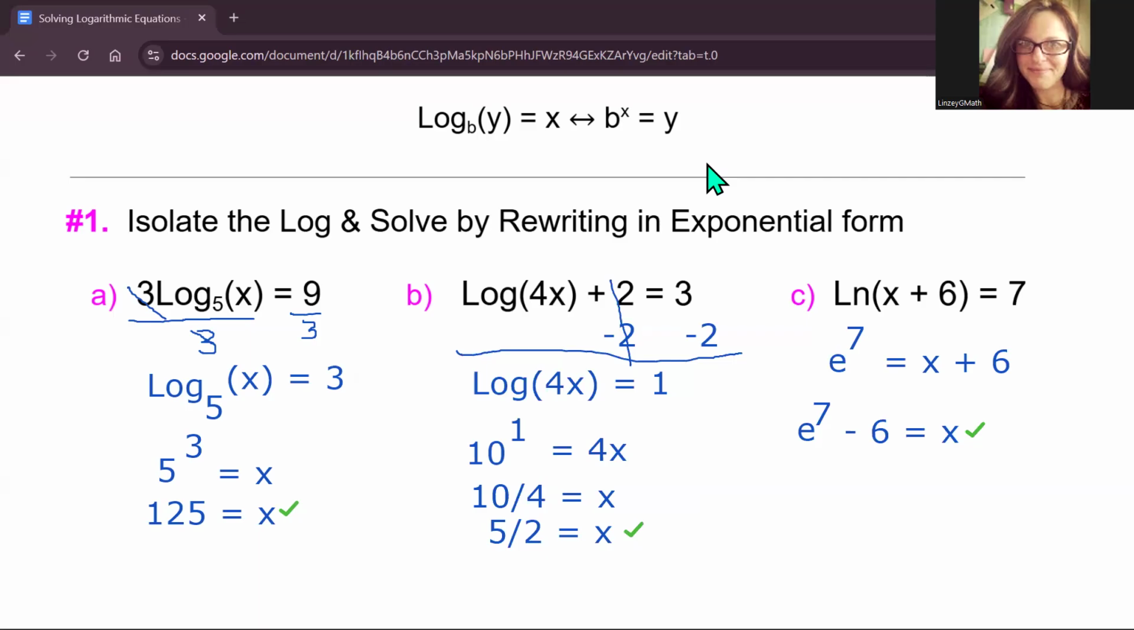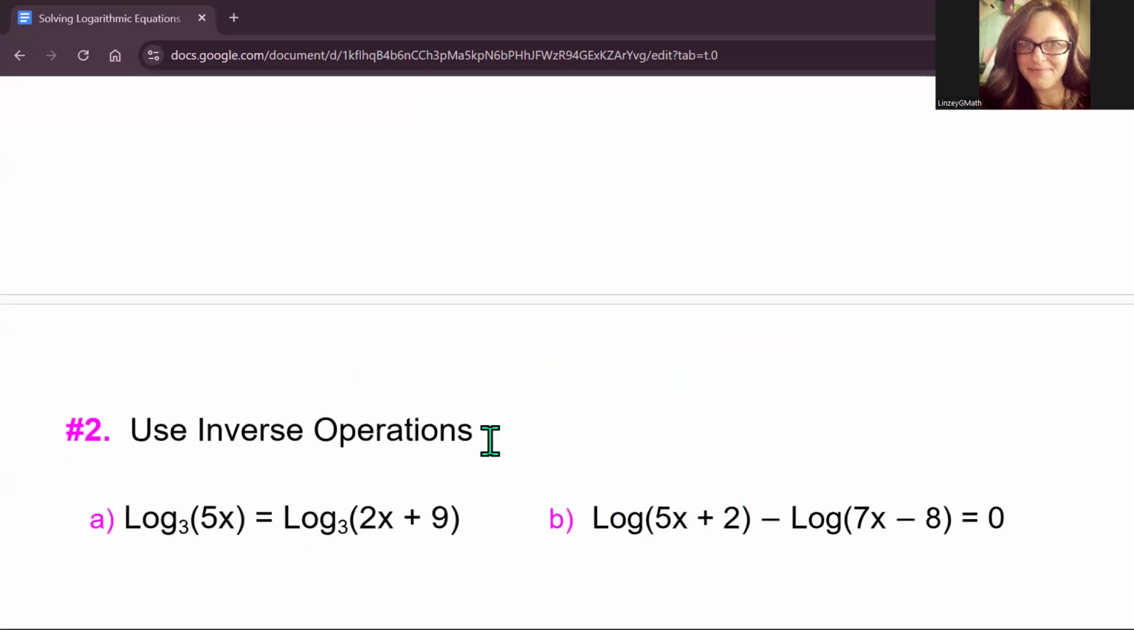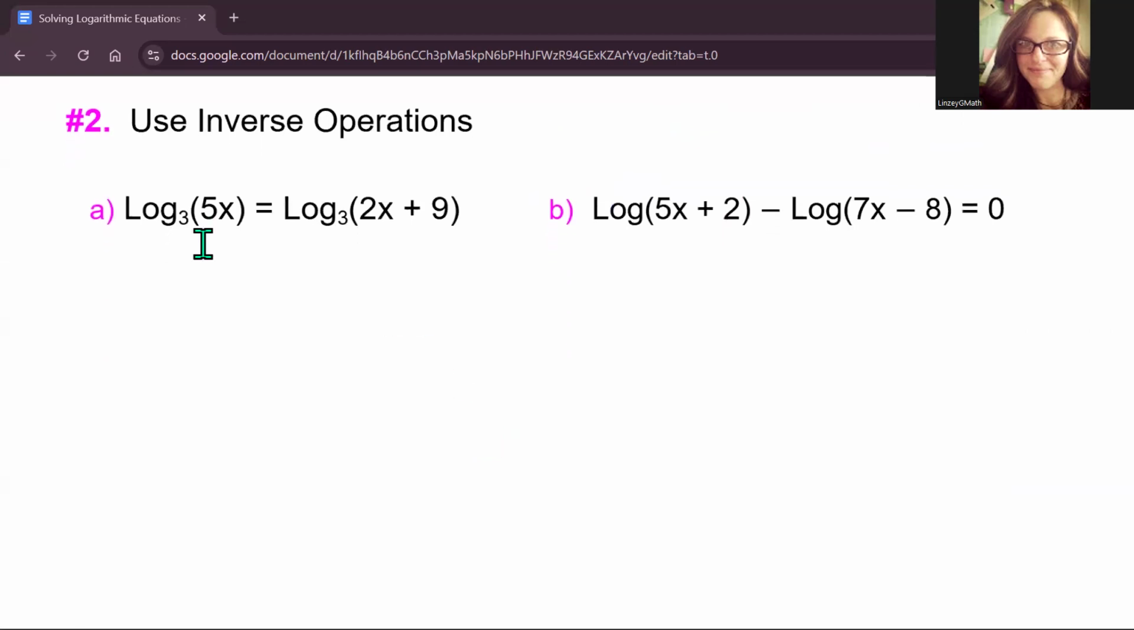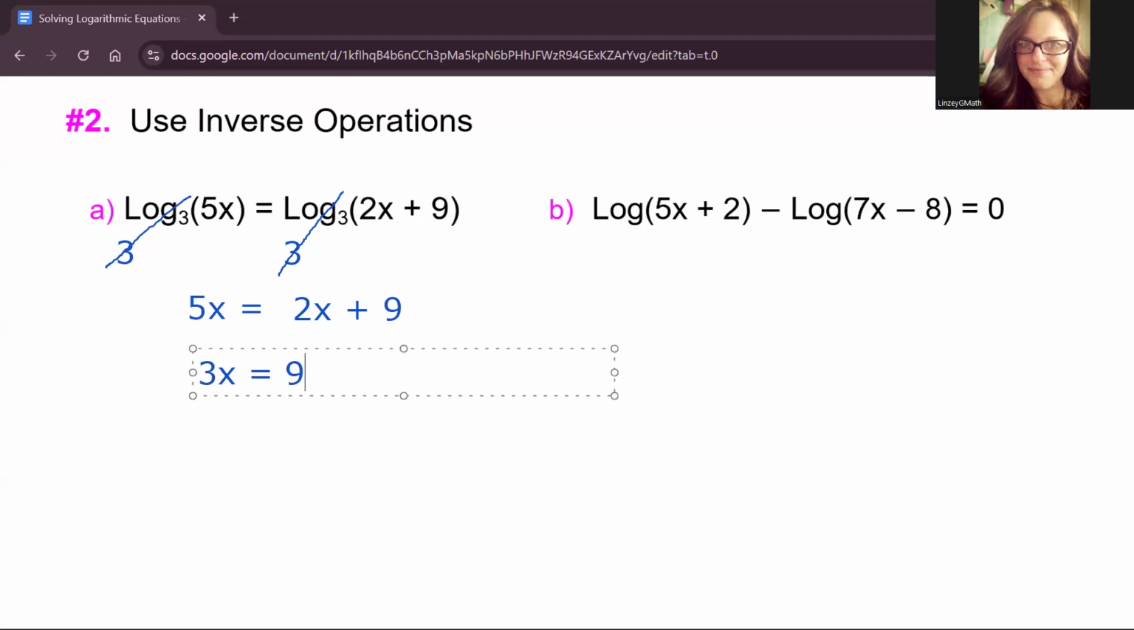Number 2. We've got log base 3 and log base 3 on both sides. So I'm going to do 3 to the power of log base 3 of 5x. And 3 raised to the power of log base 3 will cancel out and leave us with just 5x. And we'll do the same thing on the other side. 3 raised to the power of log base 3 cancels out. We're left with 2x plus 9. And then we'll subtract 2x and divide by 3.